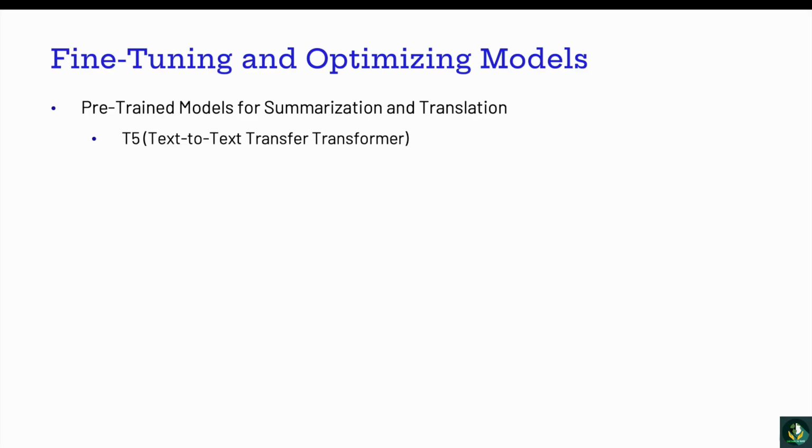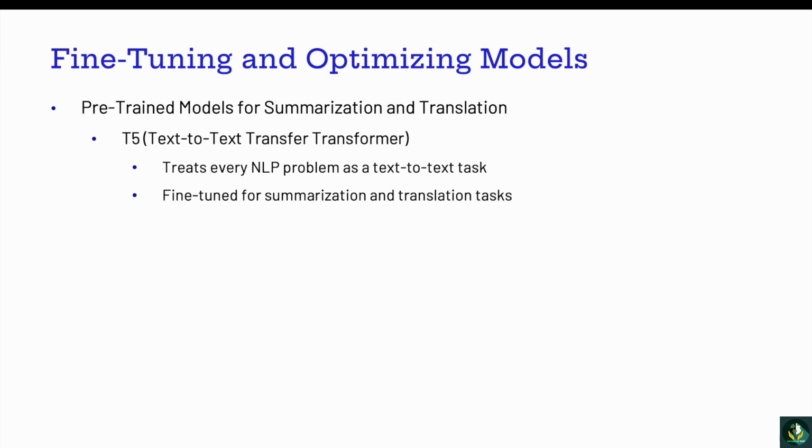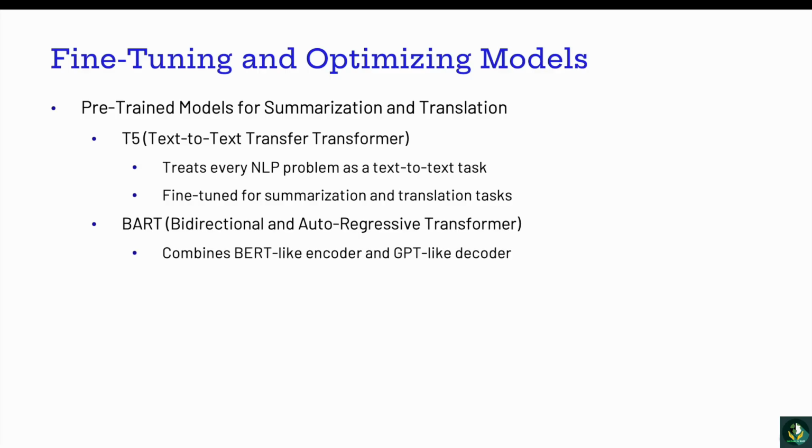First is T5, which is Text-to-Text Transfer Transformer. That's why it's called T5. It treats every NLP problem as a text to text task. It's fine tuned for summarization and translation tasks. We have BART, which is Bidirectional and Auto-Regressive Transformer. It combines a BERT like encoder and a GPT like decoder. It's pre trained for denoising and fine tuned for summarization and translation.